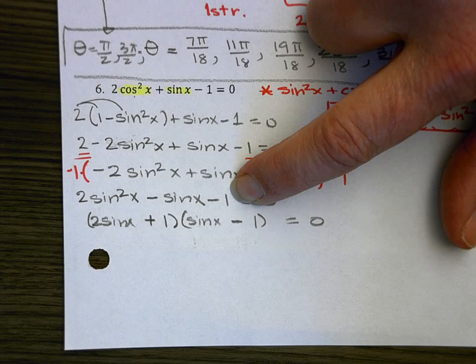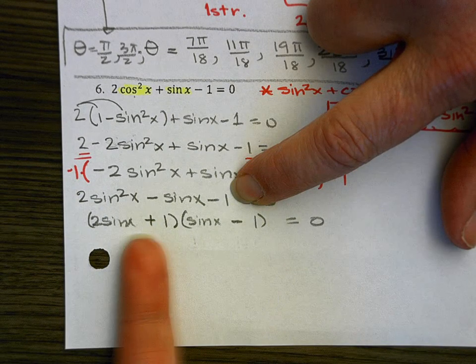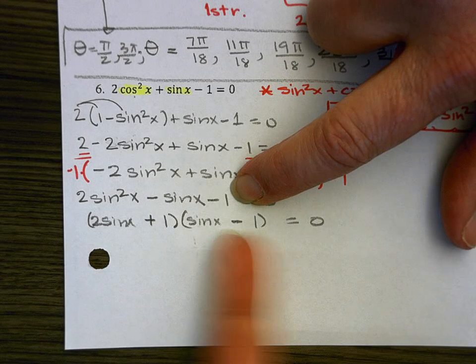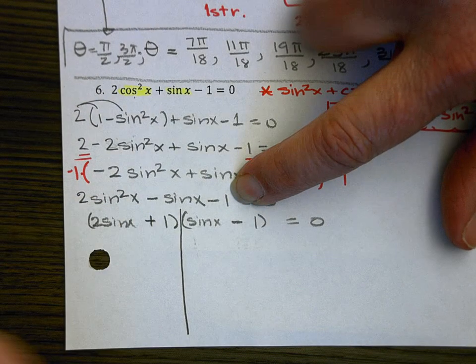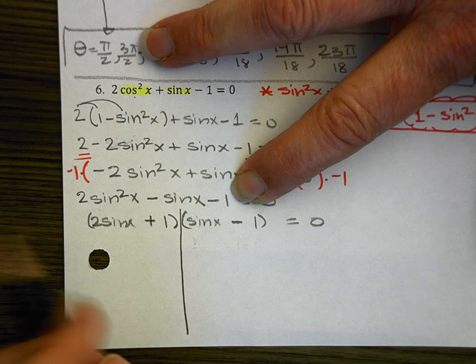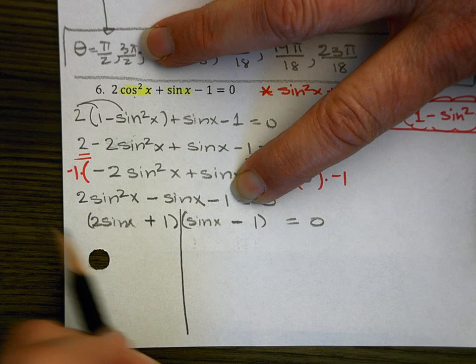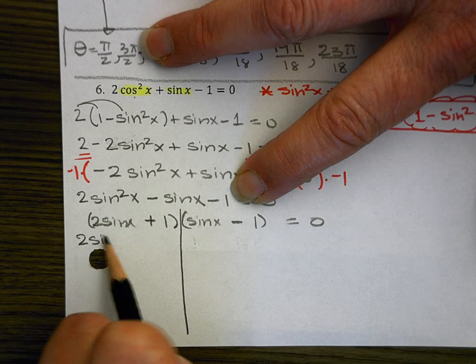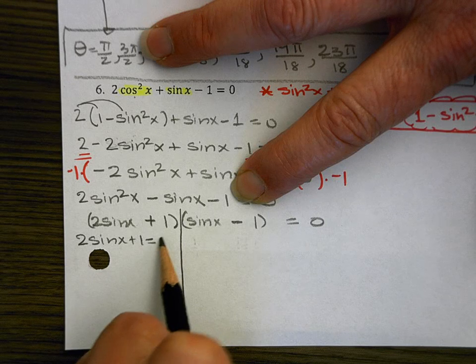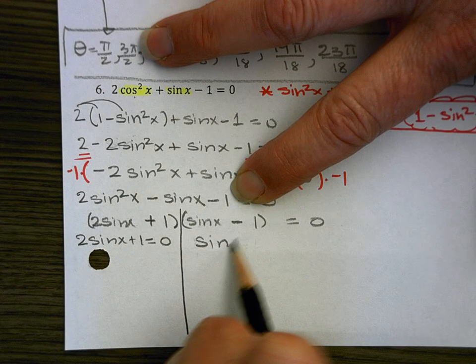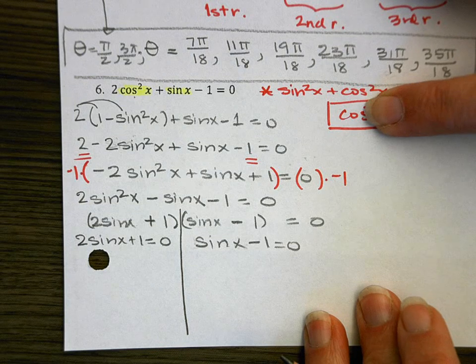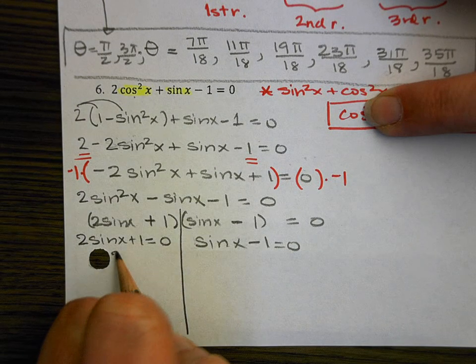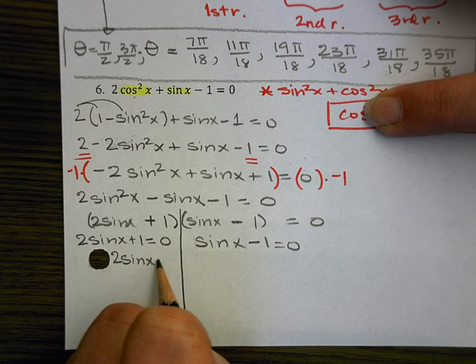So now I can use the zero product property because I have factors equal to 0. Then I can solve these individually, right? Over here I have 2 sine x plus 1 is equal to 0, and sine of x minus 1 equal to 0. So I'm going to subtract 1 from both sides, and then divide by 2.